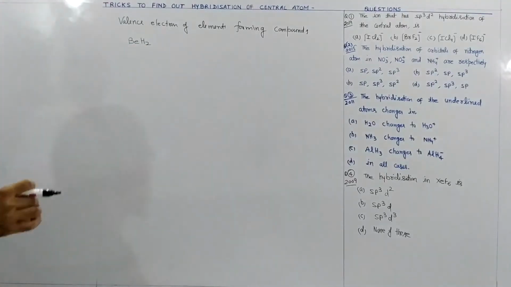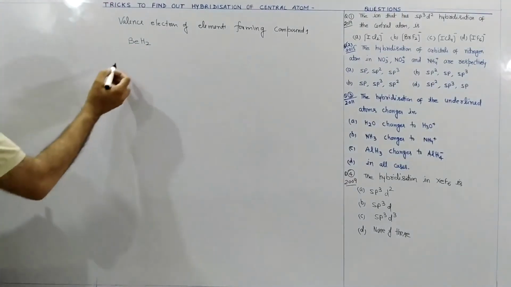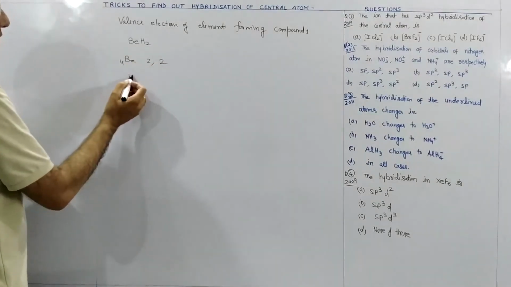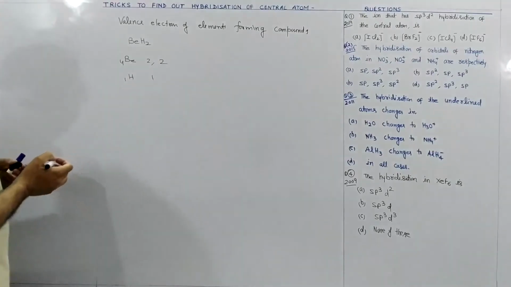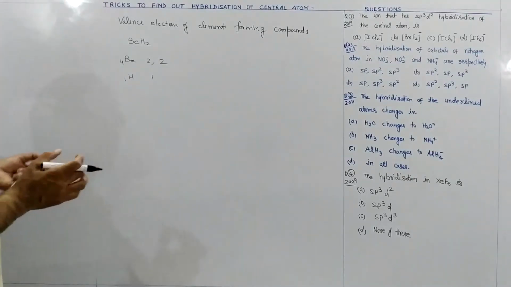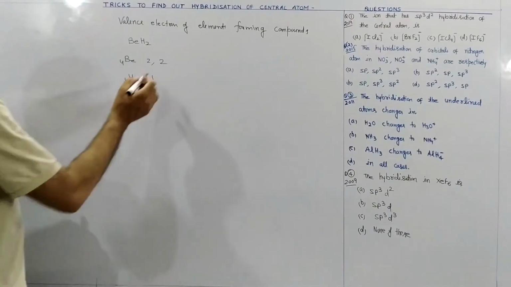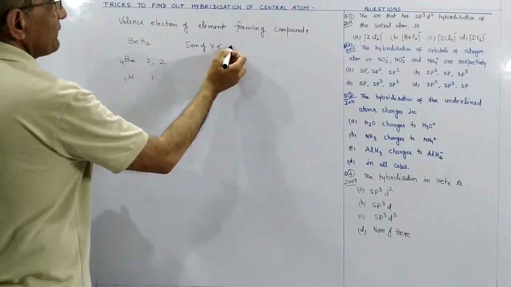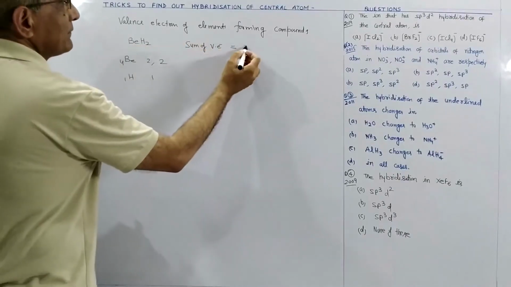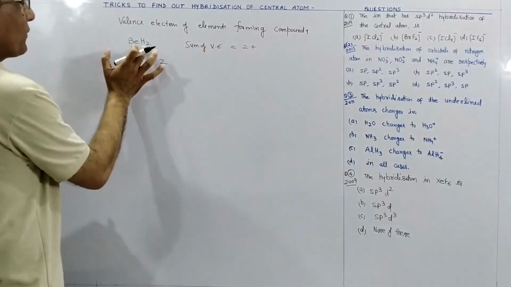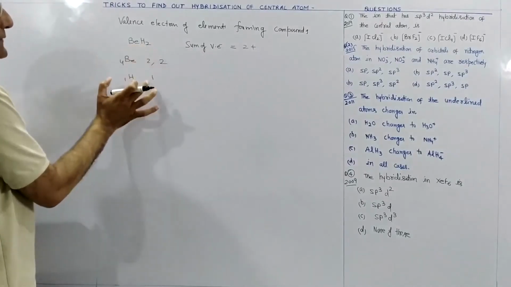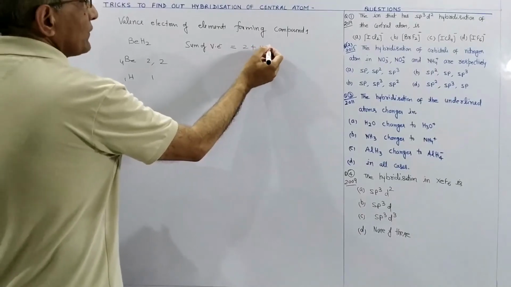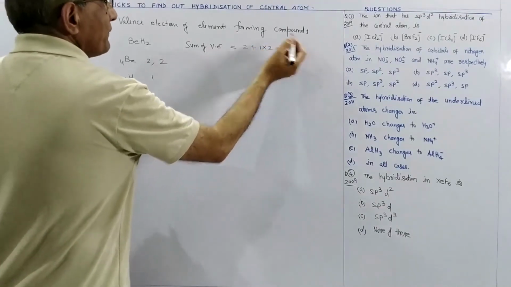Now in BeH2, beryllium has 2 valence electrons, hydrogen only 1 valence electron. What you have to do is add these valence electrons. So the sum of valence electrons will be 2 for beryllium, plus there are 2 hydrogen atoms. 1 hydrogen atom carries 1 valence electron, so it will be 1 into 2. Total valence electrons will be 4.